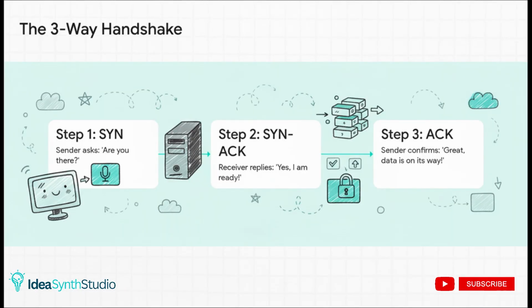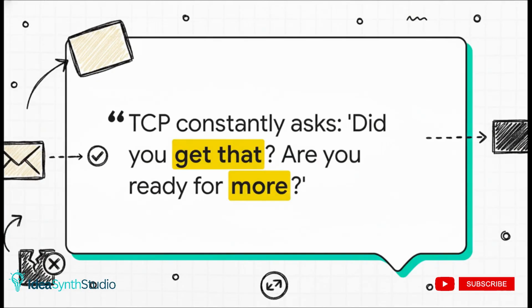Well, it all starts with something called the three-way handshake. Before even one byte of your actual data is sent, the two computers have this little polite chat. Your computer sends a SYN packet, which is like saying, "Hey, you there, can we talk?" The other server replies with a SYN ACK packet, saying, "Yep, I'm here and I'm ready." And finally, your computer sends an ACK packet, which just means, "Awesome, connection established." Only after this handshake is complete does the data start flowing. And this constant back and forth is really the secret to TCP. It doesn't just throw data out into the void and hope for the best.